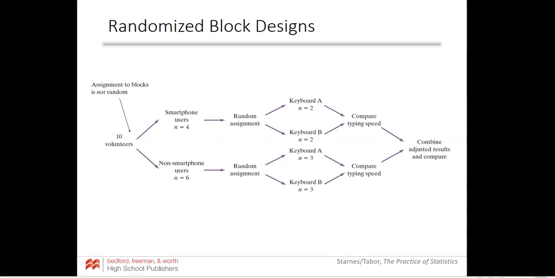And then you're going to compare the typing speed for the 2 different keyboards within each block, and then combine your results to see what your results look like. Do they look different for the non-smartphone users? Maybe they like a different type of keyboard than the smartphone users. I don't know. They do better in one than the other.